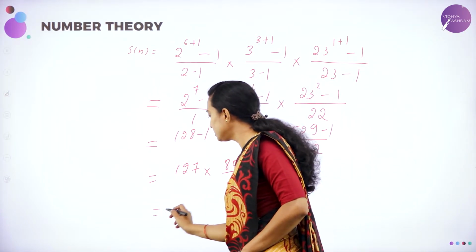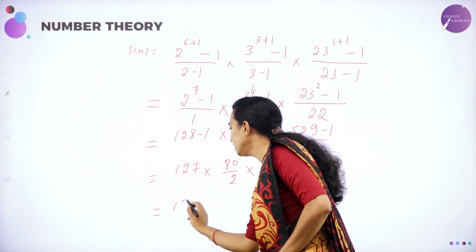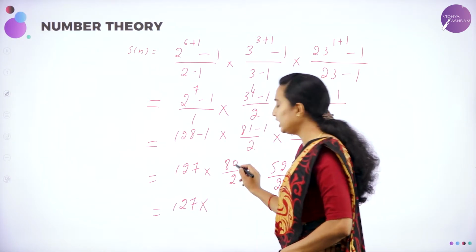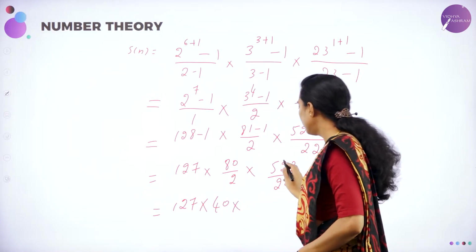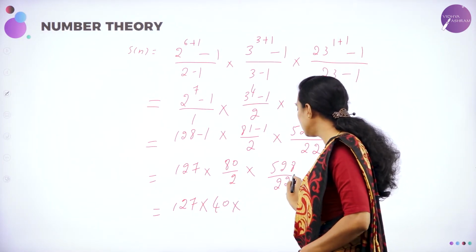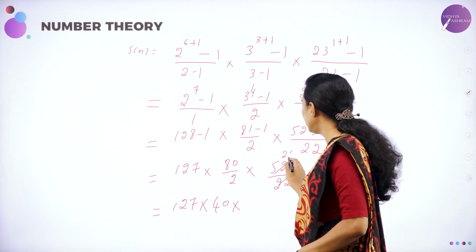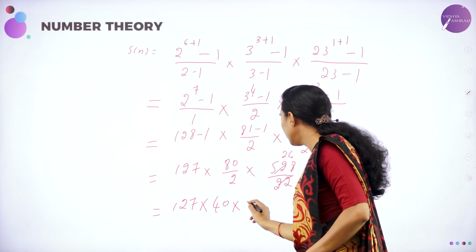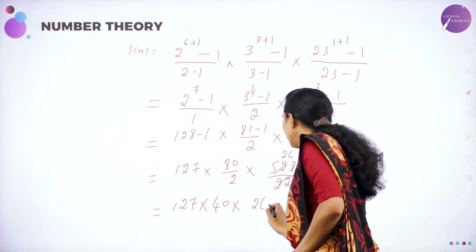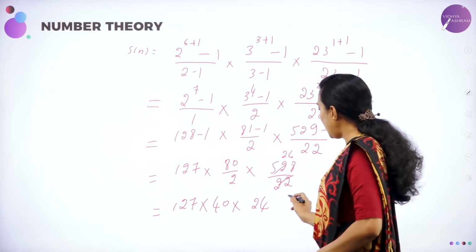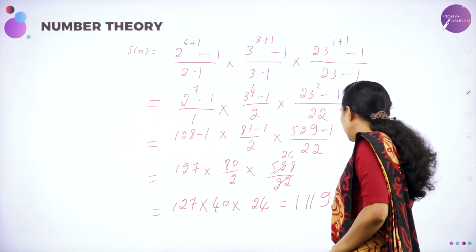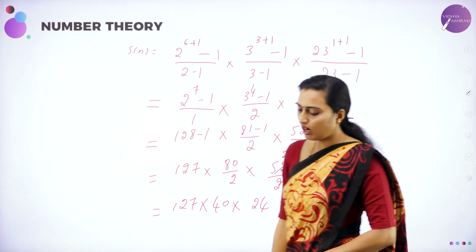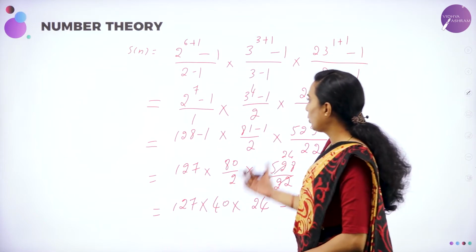Which will be equal to 127 into 80 by 2 is 40, into 528 by 22 is 24. So the answer will be equal to 1,11,920. This is your answer for this question.